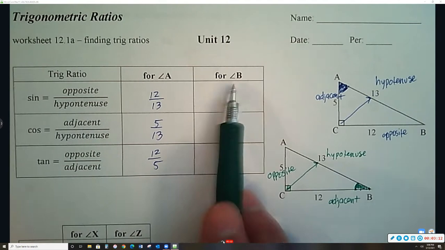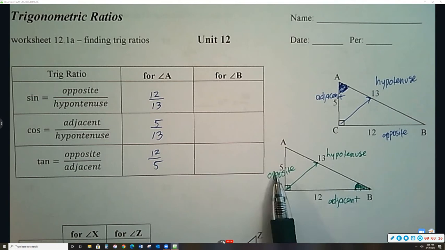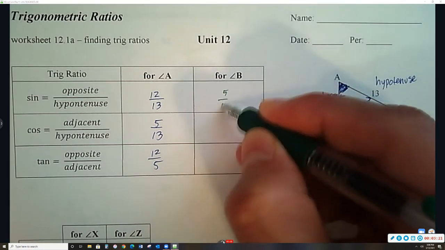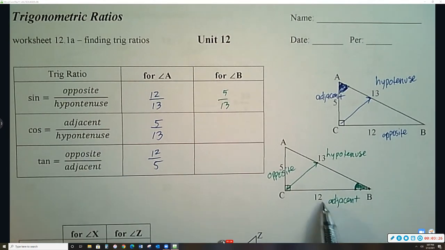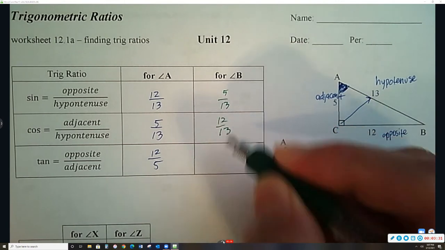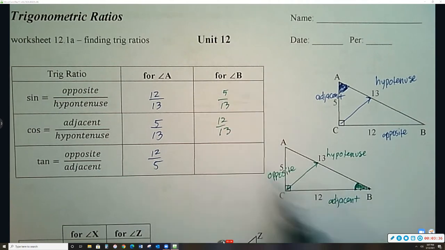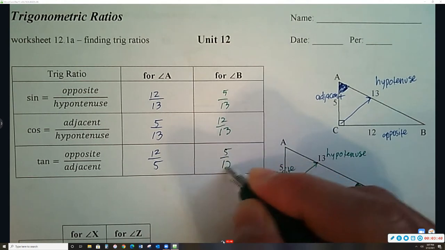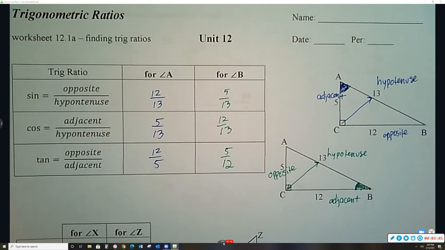So sine for angle B, here's angle B. Sine is going to be opposite over hypotenuse, 5 over 13. Cosine would be adjacent over hypotenuse. Here's adjacent, 12. There's the hypotenuse, 13. And then tangent is opposite over adjacent. So tangent for angle B is opposite over adjacent, 5 over 12. And those are the trig ratios for the two different angles. Okay.